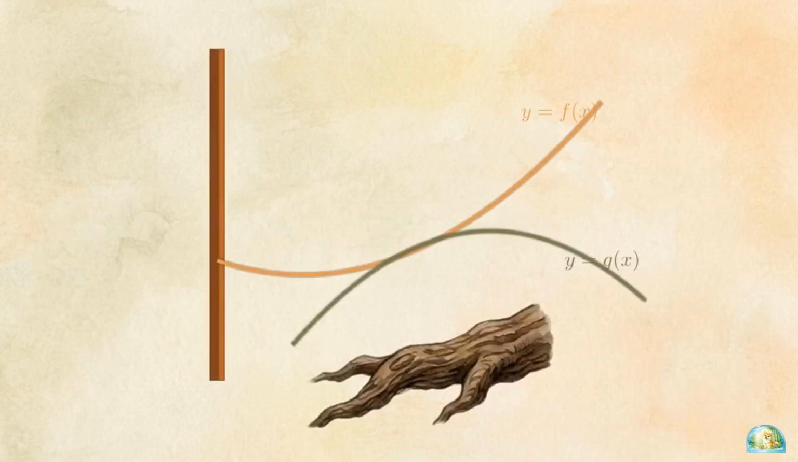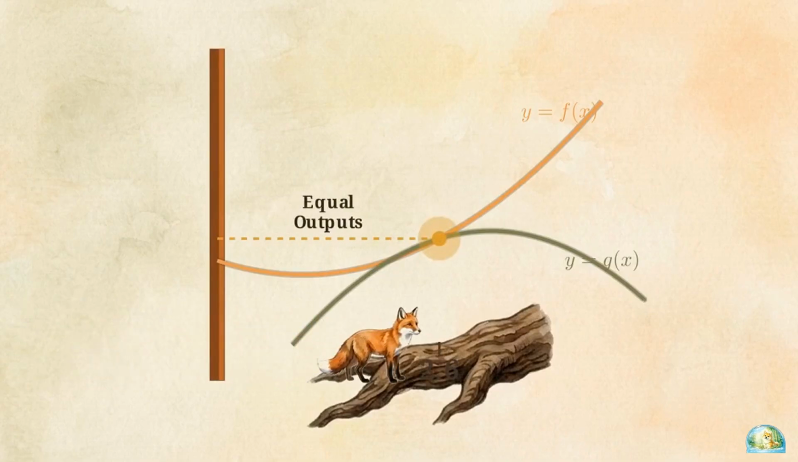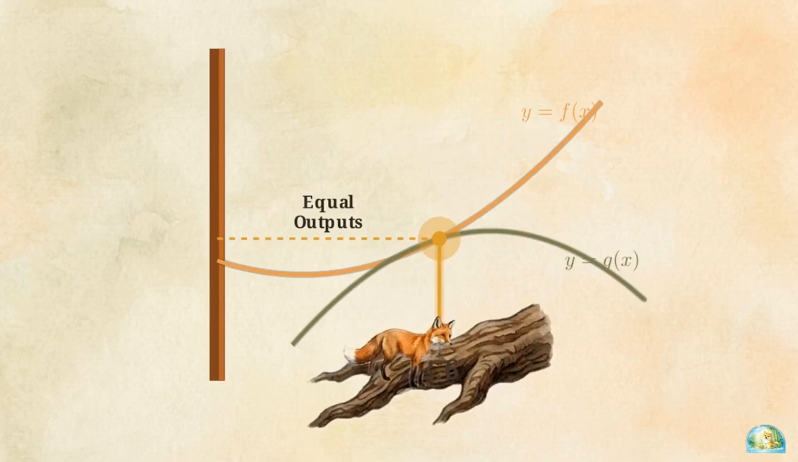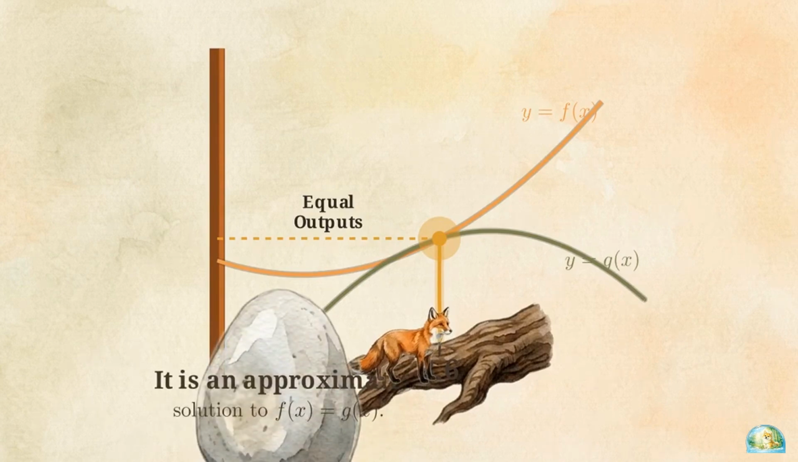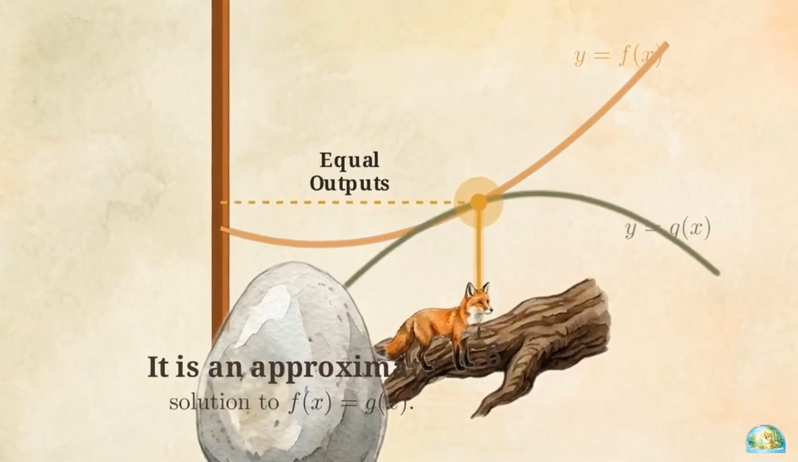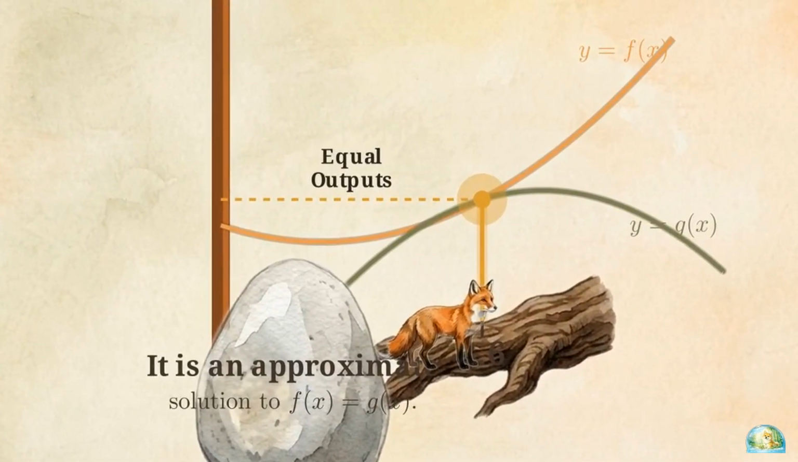Moving deeper into the valley, two graphs appear to cross near x equals 2.6. What does that value represent? An intersection means the two functions have equal outputs. The x value of that intersection is the input where they match, so x equals 2.6 is an approximate solution. It is an approximate solution to f of x equals g of x.